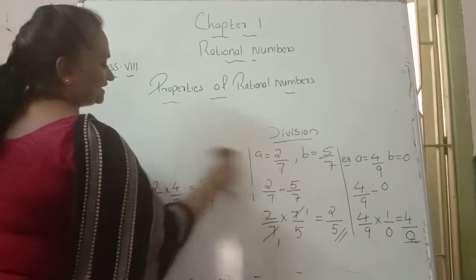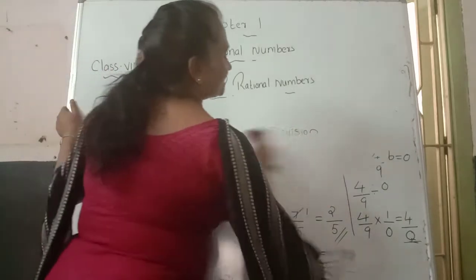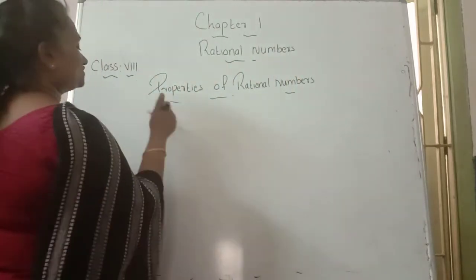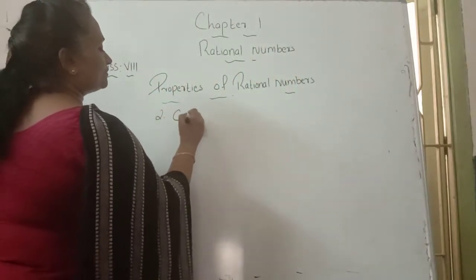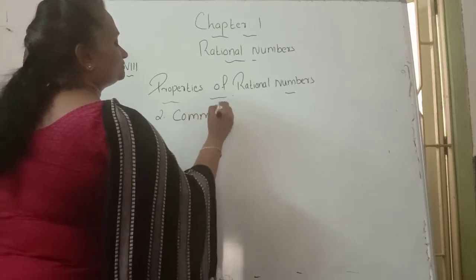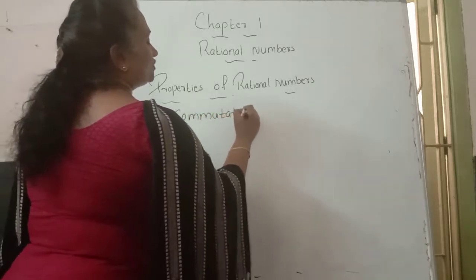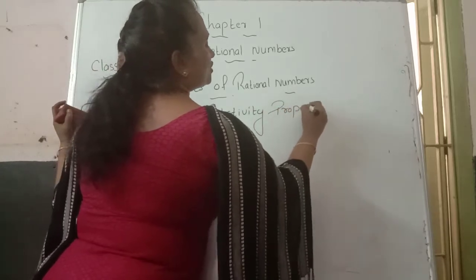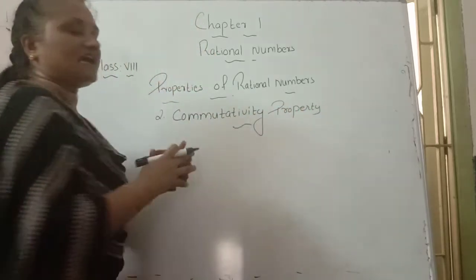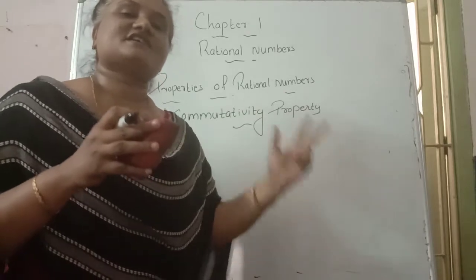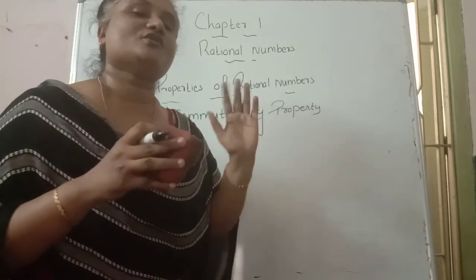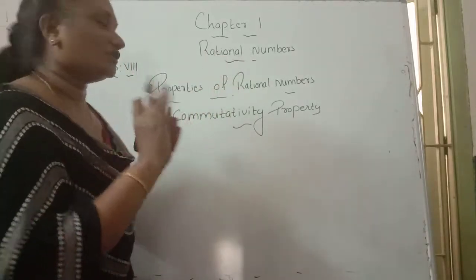Then the next property is the commutativity property. Commutativity property is the second property. Here also we want to check whether the addition, subtraction, multiplication, and division cases are satisfied or not. One by one we go into checking.